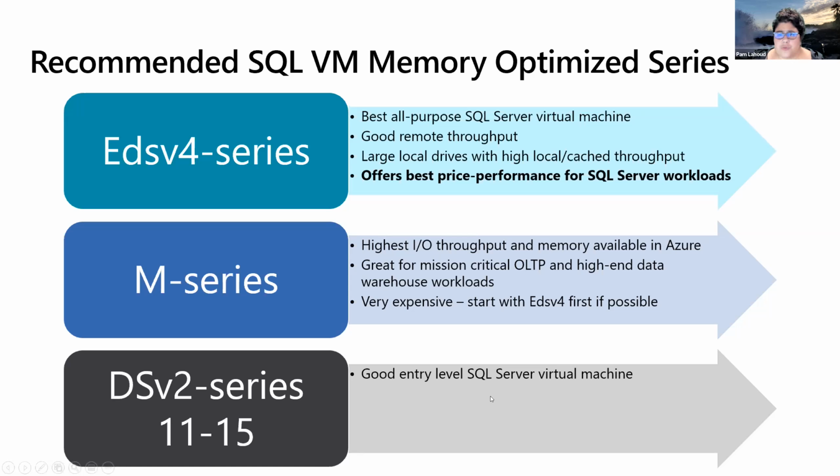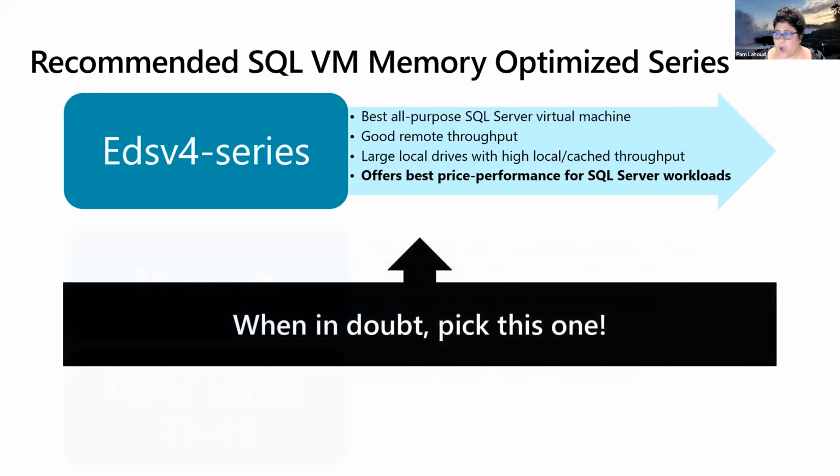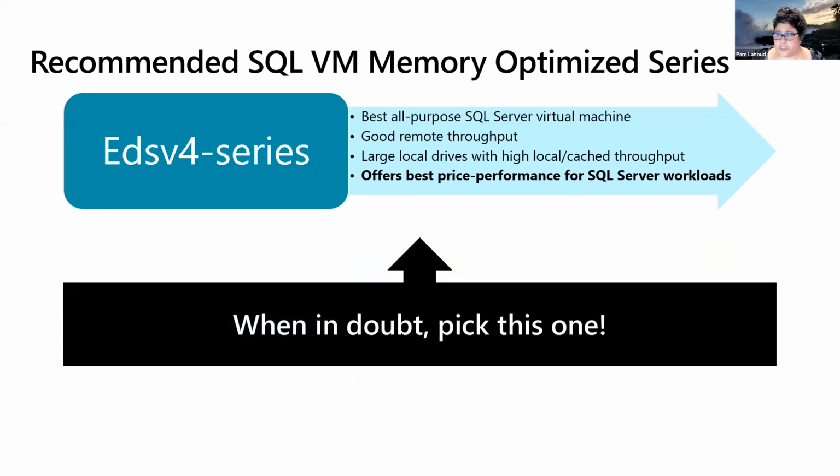And then entry level, small SQL Server, not a huge workload, DSV2 series 11 to 15. This one's a good entry level SQL Server VM. But I always say, when in doubt, if you have no idea what to do, go with the EDS v4. This is absolutely the best price performance for your SQL Server workload. So if you just really don't know where to start, start with the EDS v4.